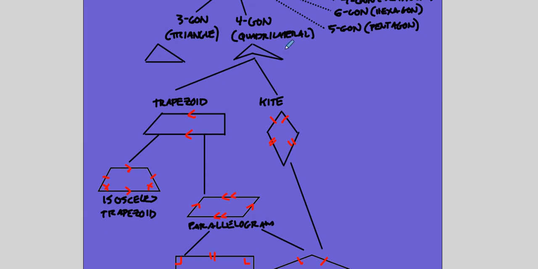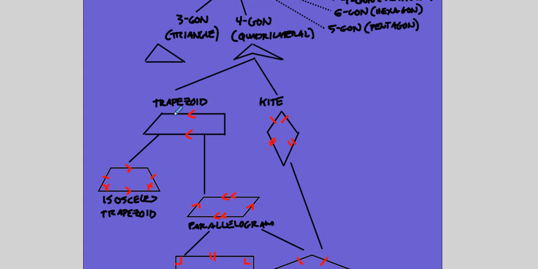So this here represents the general case of quadrilaterals, and all these things below meet the qualifications of a quadrilateral. Namely, they have 4 sides, but then they have some additional characteristics that make them special and unique. So we'll start with the trapezoid.